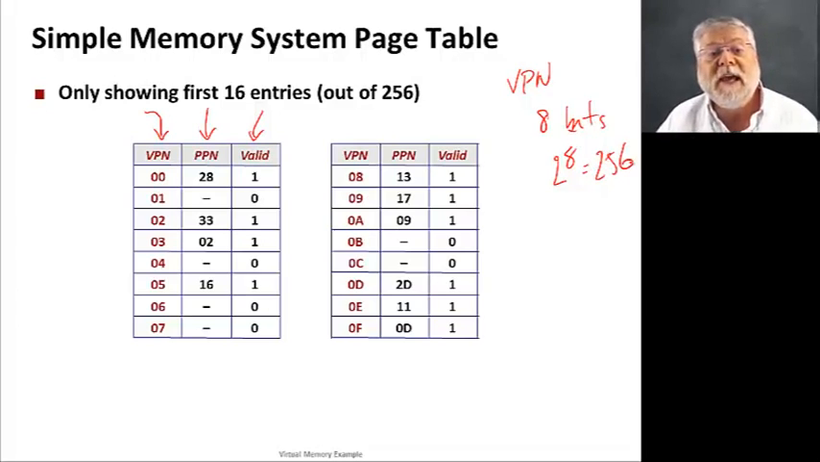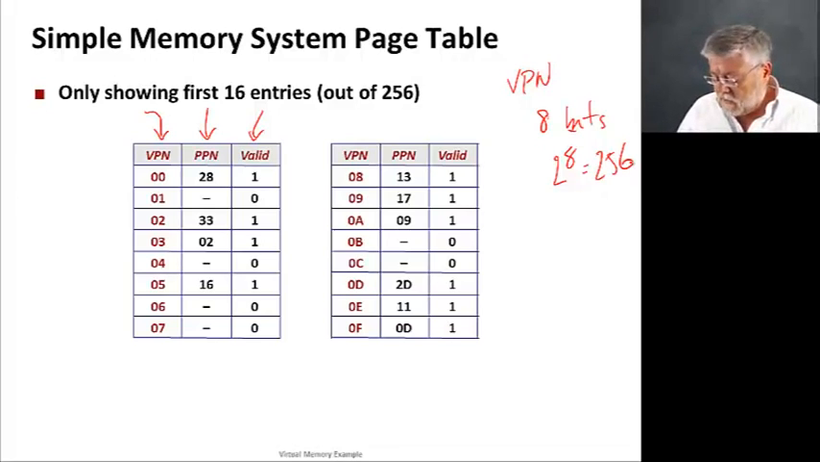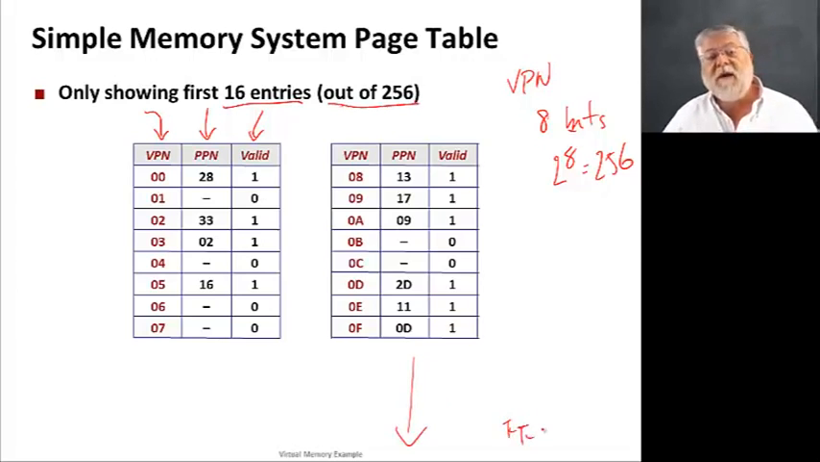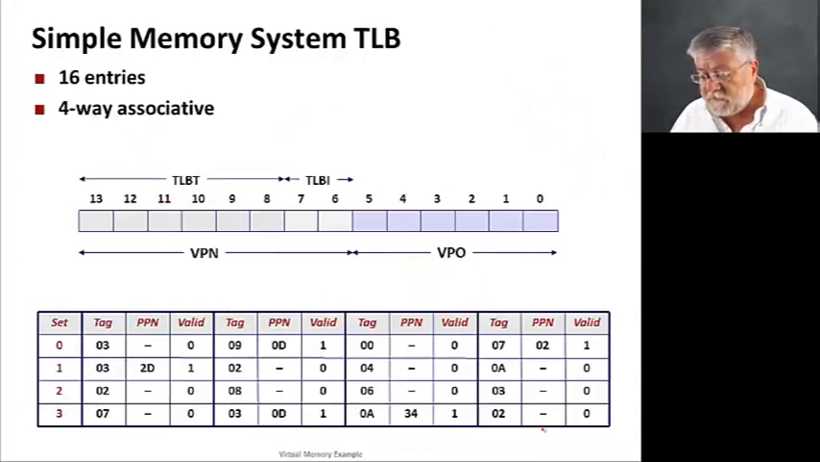Now, you can see that if we had a much larger virtual address space, the number of page table entries could be huge. And in fact, that's a whole other discussion of what do we do when we have very, very large page tables that we couldn't actually even fit in the physical memory. So we'll defer that discussion, however. For now, though, keep in mind that this is only 16 out of 256, so there are many more entries going all the way to FF for our virtual page number.